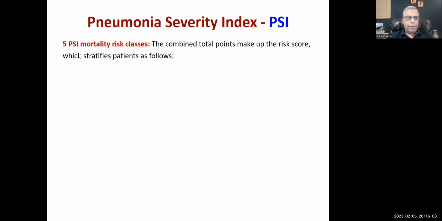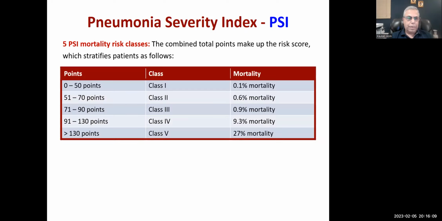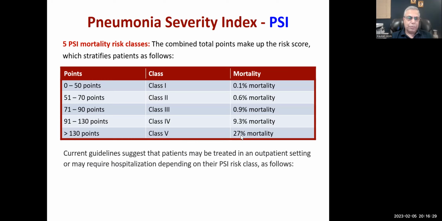So there are 5 PSI mortality risk classes, which I will show you over here. If the points are from 0 to 50, this is class 1, and the mortality is very, very low, 0.1%. If the patient gets 51 to 70 points, this is class 2, and so on, class 3, class 4, and class 5. Class 5 is very high mortality, 27%, okay?